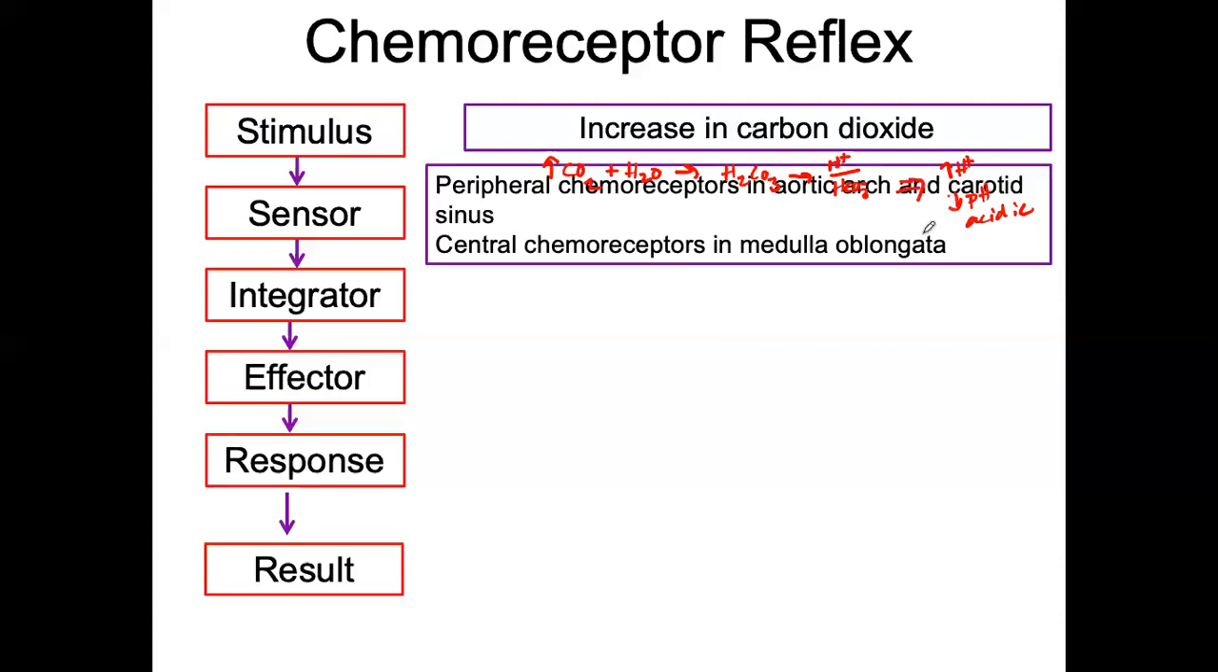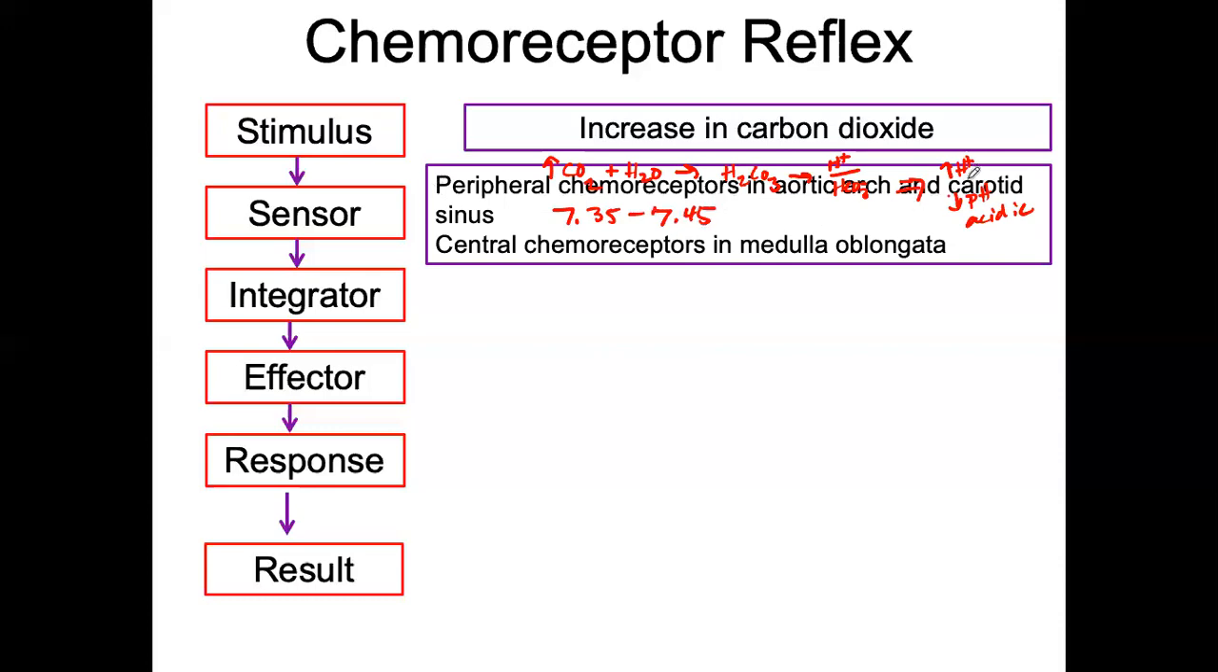Your sensor, you have two of them. You have peripheral chemoreceptors in your aortic arch, so coming off your heart, and carotid sinus going up to your brain, and then central chemoreceptors in your medulla oblongata. When I see a lot of receptors, this tells me that this is a really sensitive system. To go with that, you know that pH of blood needs to be 7.35 to 7.45.